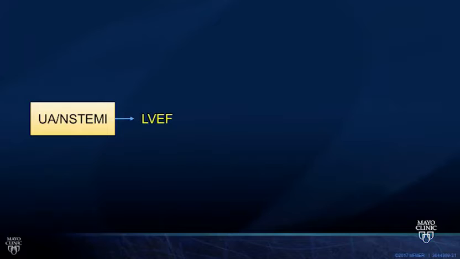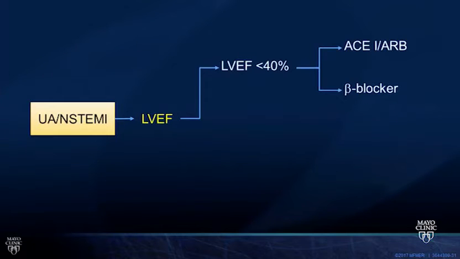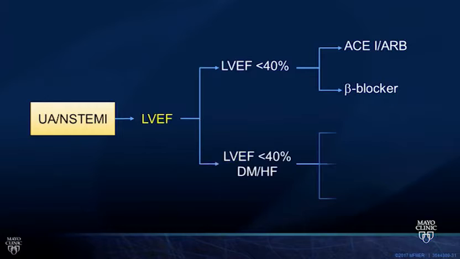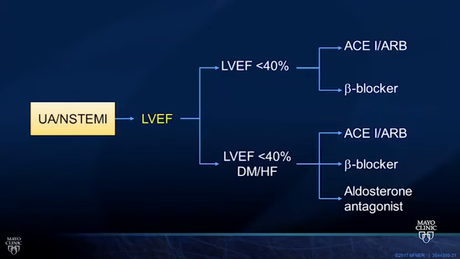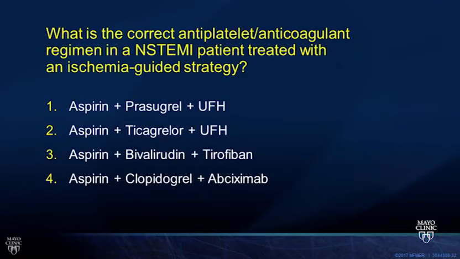So in those patients that we know their left ventricular systolic function, we look at patients with a left ventricular ejection fraction less than 40%. All of them should be on a beta blocker, and all of them should be on an ACE inhibitor or an angiotensin receptor blocker unless there's a contraindication. If they have an ejection fraction less than 40% and diabetes or heart failure, remember that's when you want to add your aldosterone antagonist, and generally the earlier the better.